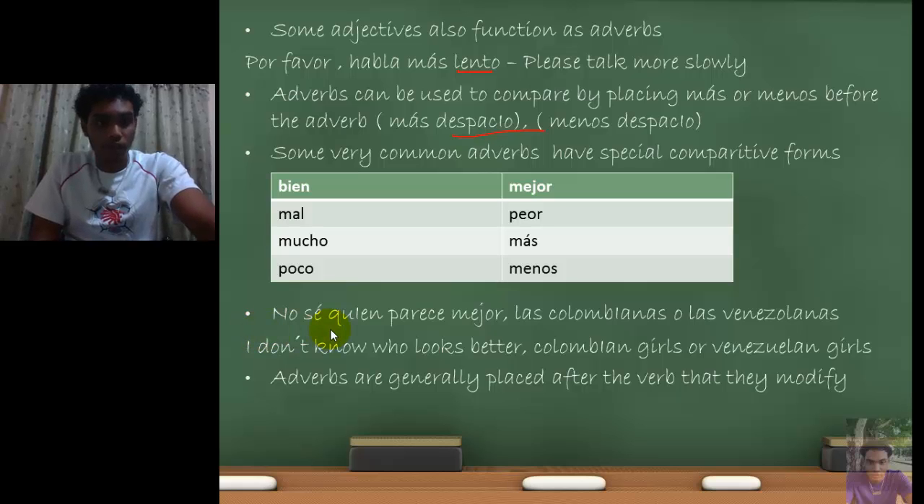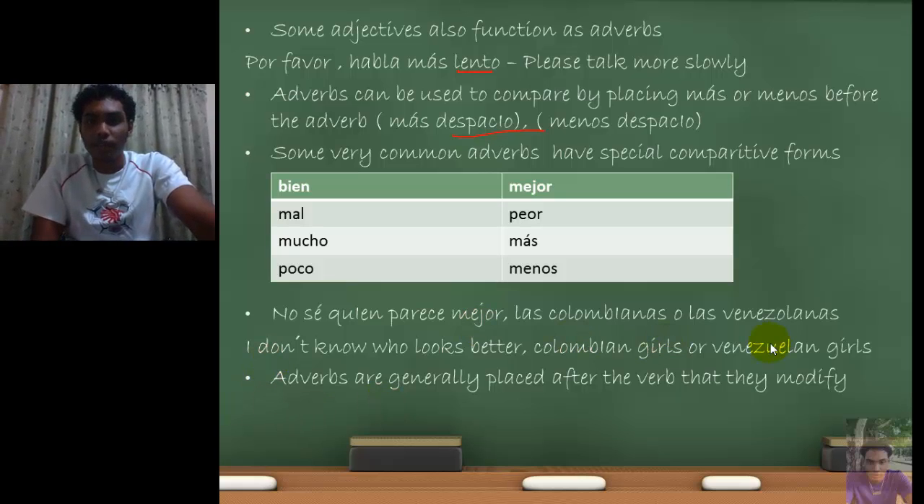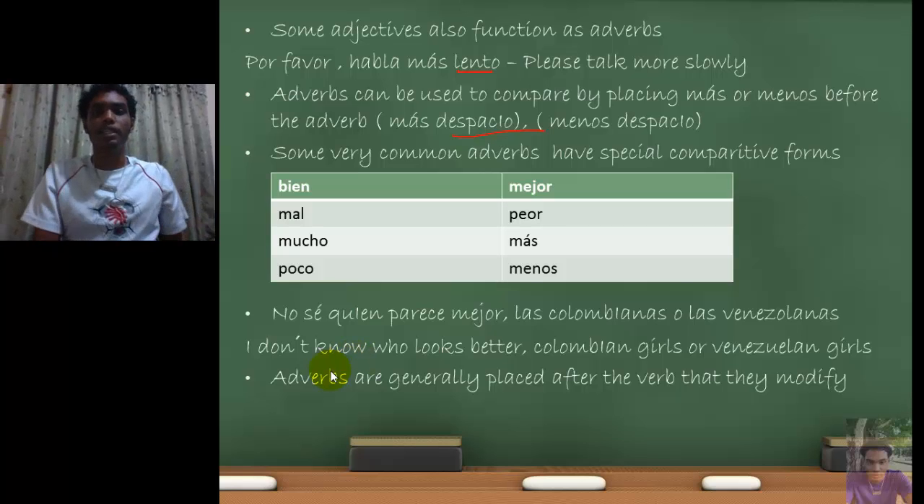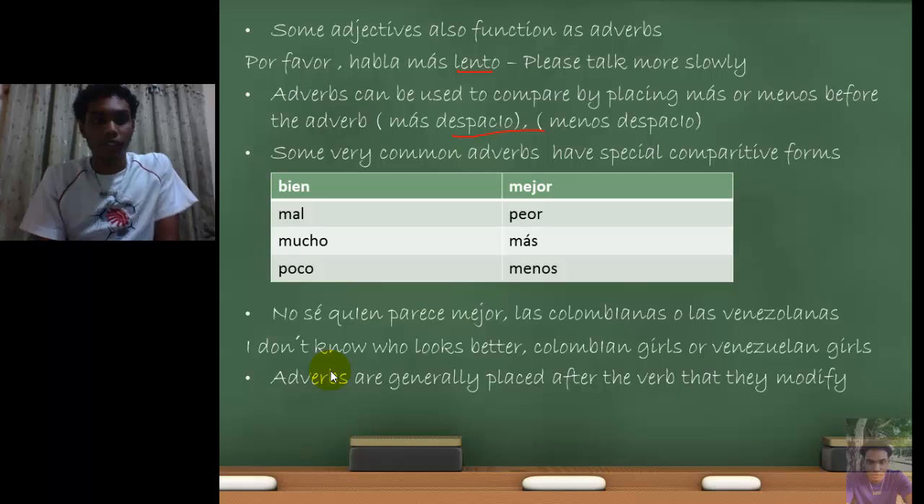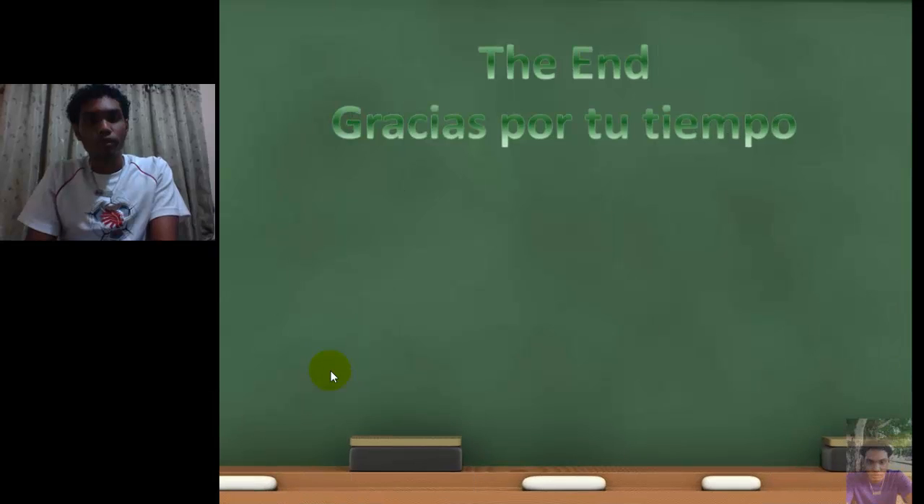Right? So I've drawn an example here. No sé quién parece mejor, las colombianas o las venezolanas. Right? I really don't know. I believe Venezuelan girls are nicer. Just saying. I don't know who looks better, Colombian girls or Venezuelan girls. Right? Adverbs are generally placed after the verb that they modify. Right? So in all the examples, you'll see that the adverbs are placed after.